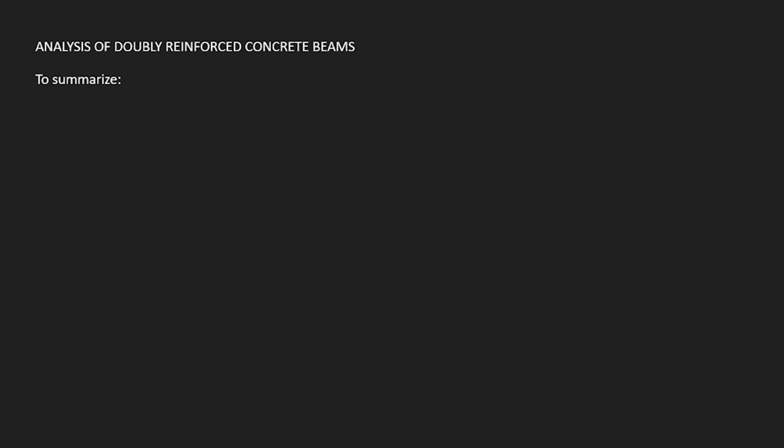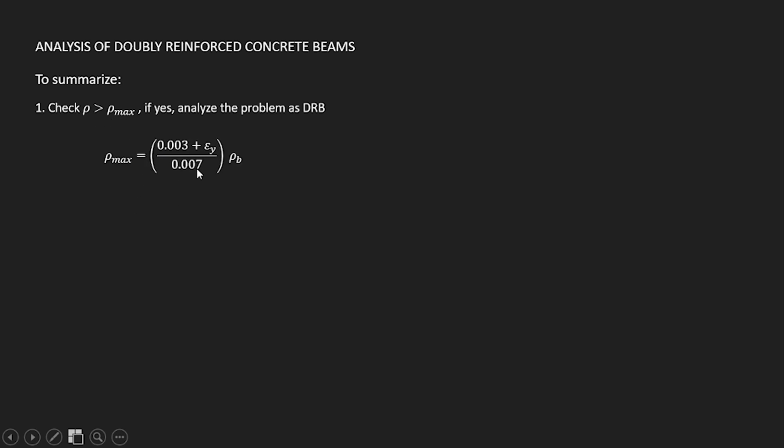So to summarize, yung step number 1 natin for analyzing doubly reinforced concrete beam, i-check muna natin yung given na rho if it's greater than rho max. So if that happens, ibig sabihin, analyze the problem as doubly reinforced beam. And if not, automatic i-analyze natin yung problem as singly reinforced beam. So kahit may given na compression steel, just neglect that if our rho is less than rho max. Na yung rho max natin na isa sa isaulo is itong formula nga na 0.003 plus epsilon y all over 0.007 times rho balance.